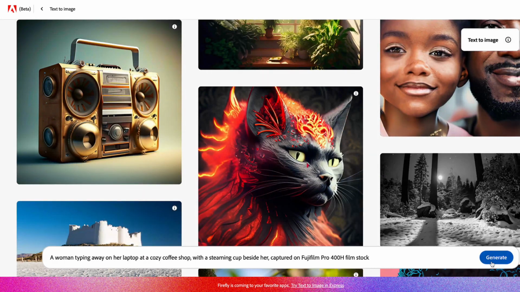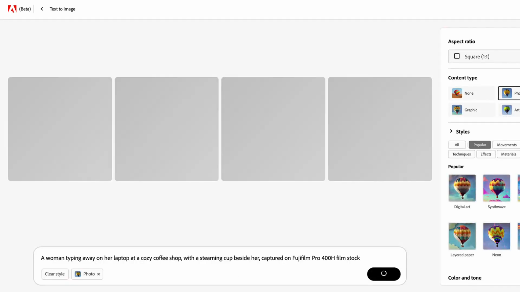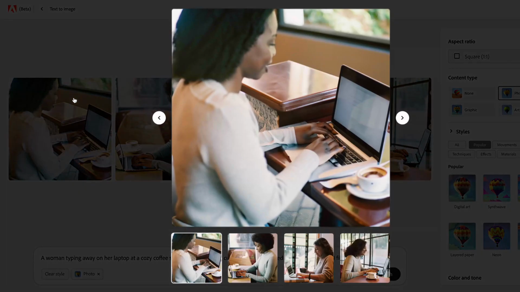Adobe Firefly always generates the images as illustration first, so then you have to change the content type to photo. Good thing is that there are no limits here, and although the results weren't great, I was happy to see some diversity in the images.